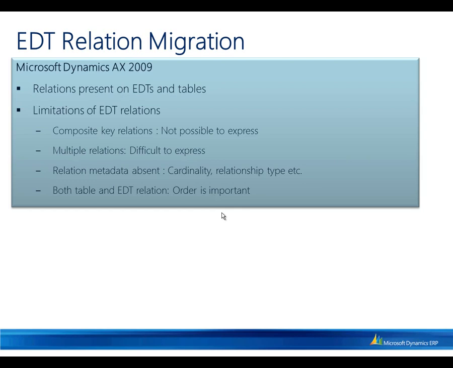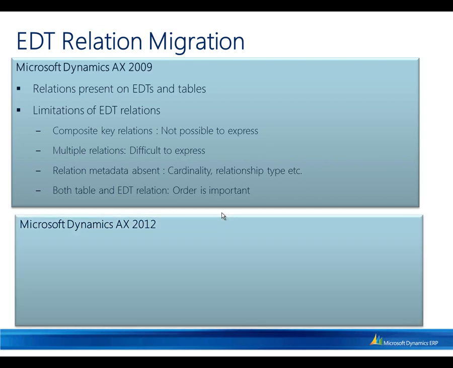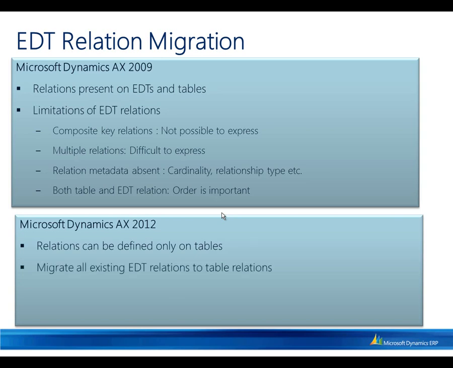So what have we changed in Dynamics AX 2012? First, in AX 2012, relations can only be defined on tables. So when you see an EDT, you will not be able to create new relations on EDTs. We recommend that all existing EDT relations should be migrated to table relations. This way, we have one uniform way of defining relationships between tables.